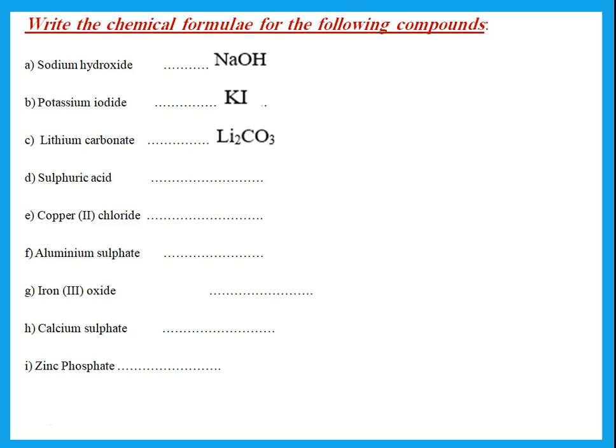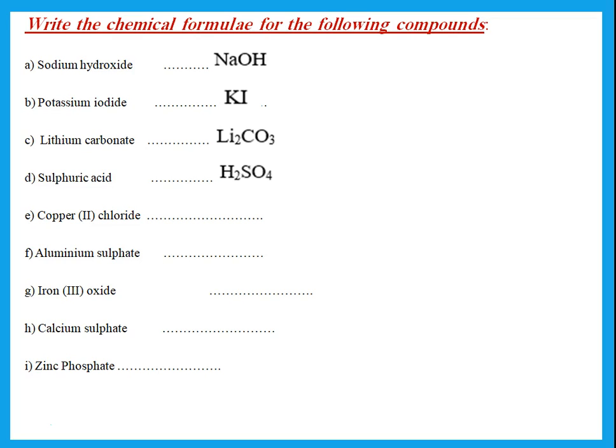How do you write sulfuric acid? We said sulfuric acid is the acid that has what in it? Sulfate. And we said sulfate has a valency of 2. So acid, you start with H. Sulfuric has sulfate, and the valency of sulfate is 2.